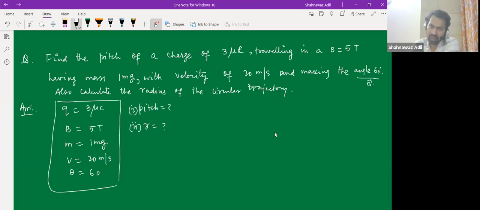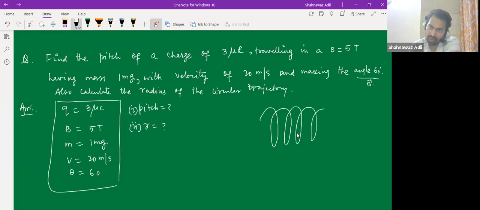So we have a charge which is following this kind of path. We have to calculate the pitch and the radius of this circular trajectory. For pitch, which velocity component will we use? Yes, Aisha and Maria, for pitch, V parallel. And for radius, which velocity component will you use?